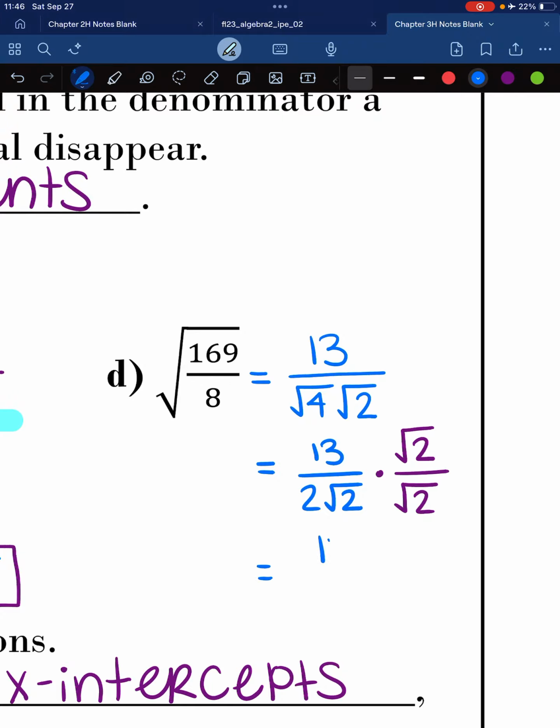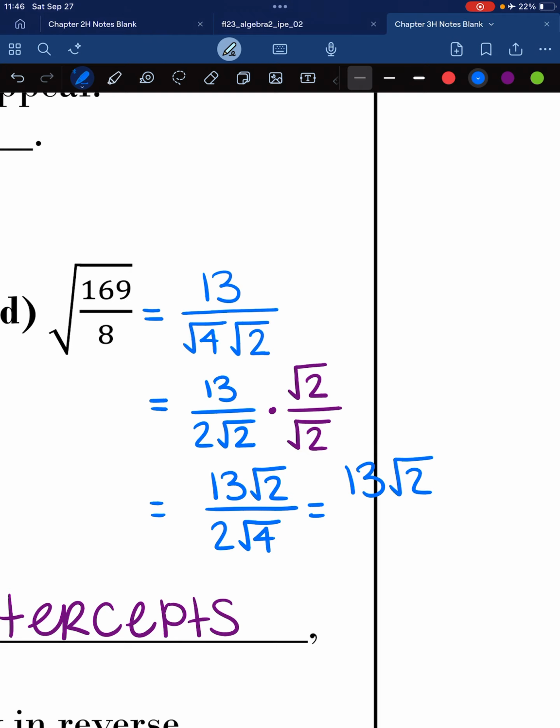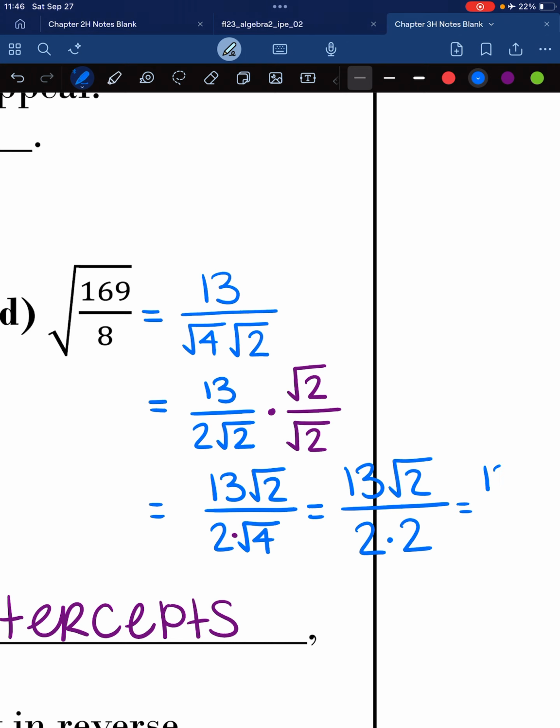And we end up with 13 times the square root of 2 over 2 times the square root of 4, right? I just combine what's under the radicals there. The square root of 4 is 2. So I end up with 13 times the square root of 2 over 2 times 2, right? There was no operation in the middle there, so we assume it to be multiplication. And that is going to simplify to 13 square root of 2 over 4. Look at that.